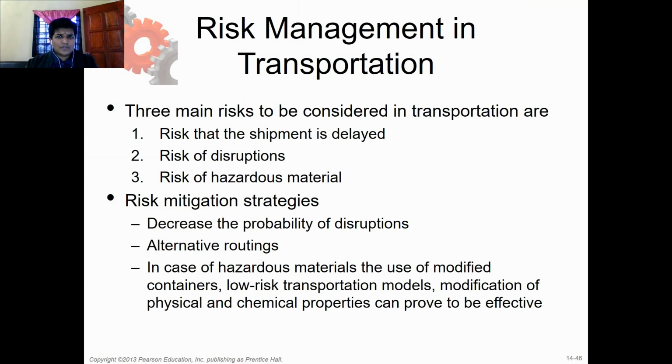Okay, risk management in transportation. What are the risks that need to be borne? Three main risks to be considered in transportation are risks that the shipment is delayed, risks of disruption, risks of adverse material. Okay, so how to overcome these risks? So risk mitigation strategies: decrease the probability of disruptions, alternative routing. In case of adverse materials, the use of modified containers, low risk transportation modes, modification of physical and chemical property can prove to be very effective.